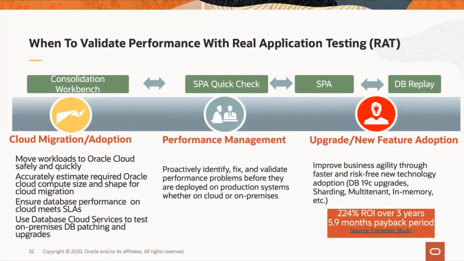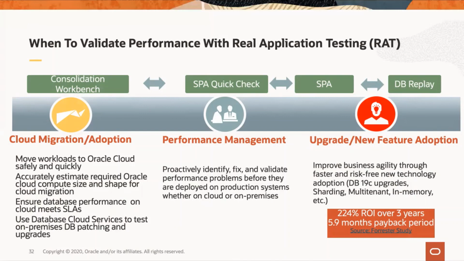Lastly, I wanted to point out some business benefits here down in the lower right-hand corner. 224% ROI. This was a study done by Forrester. We've had it for a while. So this is a report that was done a while ago. But they're showing 224% return on investment over 3 years with a payback on investment in less than 6 months. So pretty impressive.